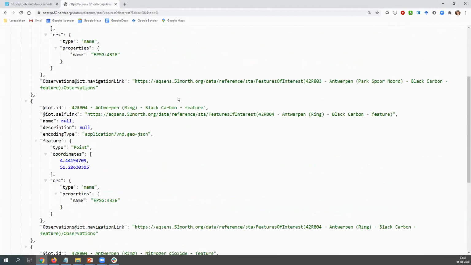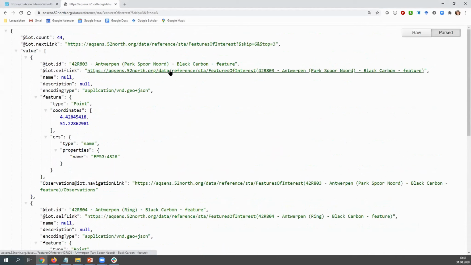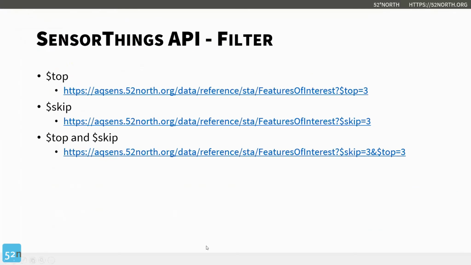And then if we combine both parameters, we can page through the whole collection. So we skip the first 3 and take then the top 3 of the rest, and that allows us then to build, for example, if you would like to build a client application where the user can navigate through a long list of stations, this can also be server-side supported with these skip and top parameters.